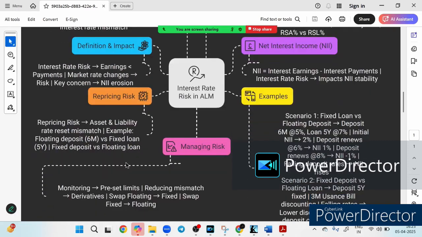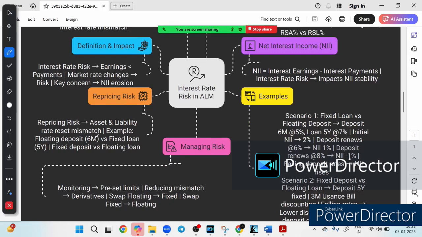You know about it. Basically, when assets and liabilities reprice at different times, it causes earning instability. Assets and liabilities are being repriced at different timing. For example, suppose there is a floating deposit of 6 months versus a fixed loan of 5 years. This is a kind of repricing. So if the deposit rate increases but the loan rate remains fixed, the bank's profit takes a hit.